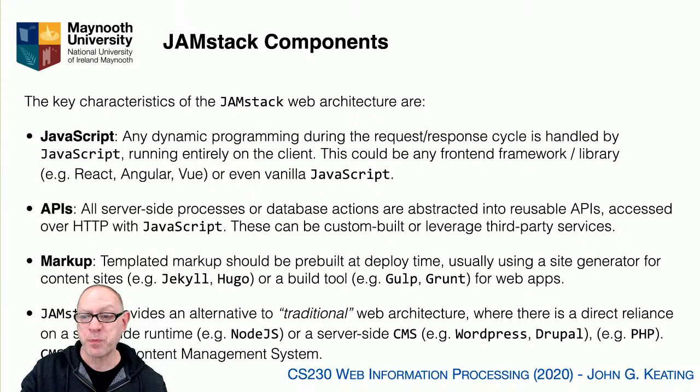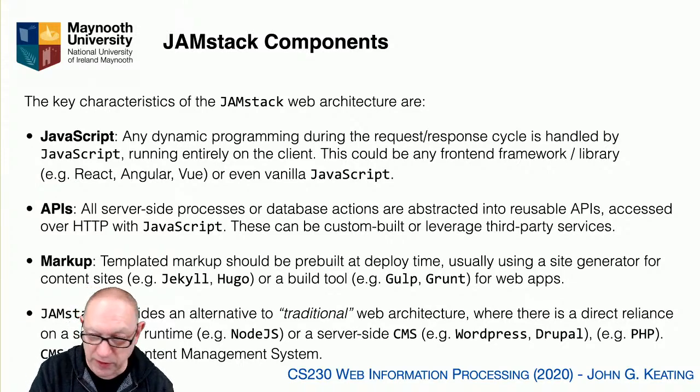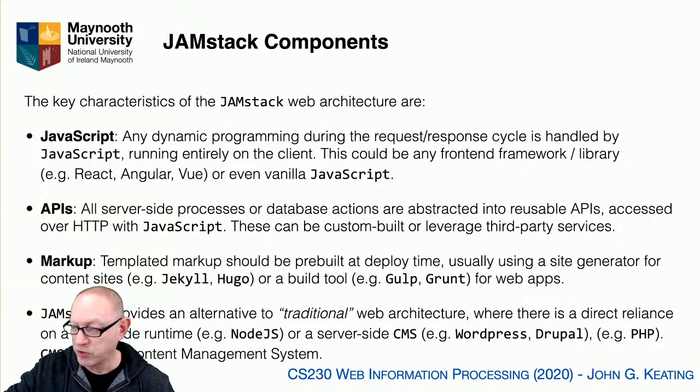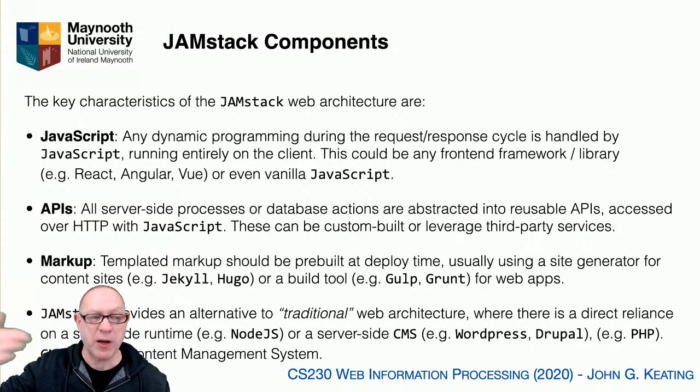There's APIs. All the server-side processes or the database actions are extracted into reusable APIs, accessed over HTTP with JavaScript. These can be custom-built or leveraged third-party services. And then markup. The templated markup should be pre-built at deploy time and uses a site generator for content like Jekyll, Hugo, or Gulp or Grunt for web apps. And that's where the JAM comes from: JavaScript, APIs, and markup.